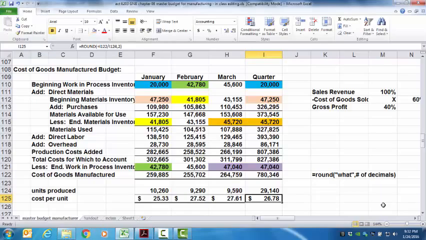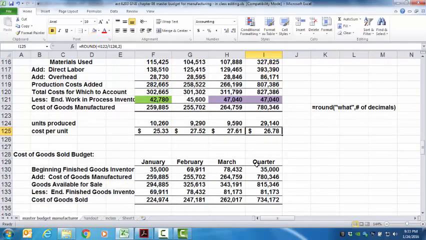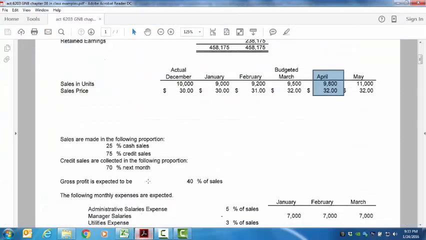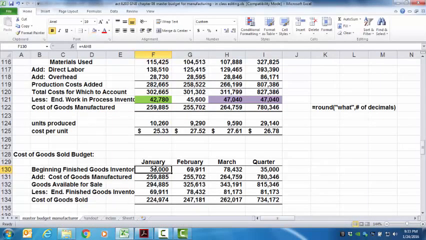Now the next budget is the logical extension of this, like we did when we were calculating the cost of goods manufactured. We're going to do a cost of goods sold budget. And this one is rather simple. It's mostly summary again. You're going to start with the beginning finished goods inventory, and that will come from our balance sheet yet again. Finished goods inventory, $35,000. I put that there.